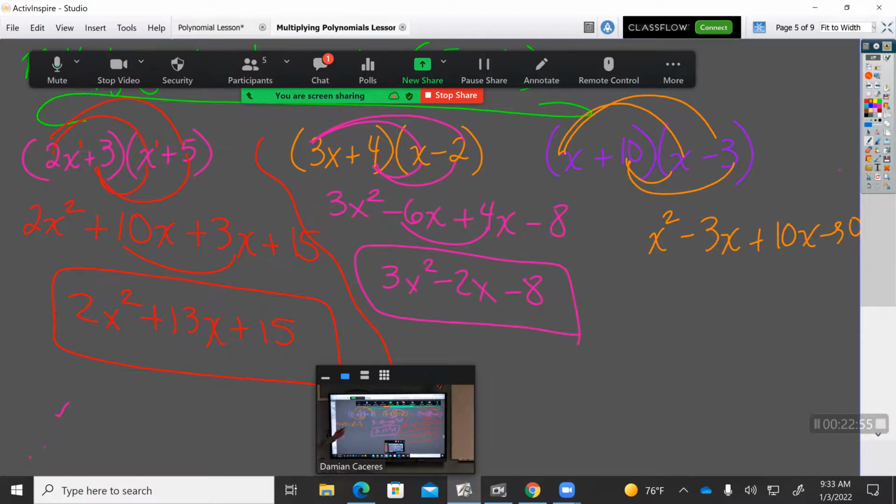Now where are the like terms going to be? In the middle. So if you put together negative 3x plus 10x, it equals positive 7x. Everybody with me? Now what happens to the first and last term? It just comes down. X squared and the minus 30.